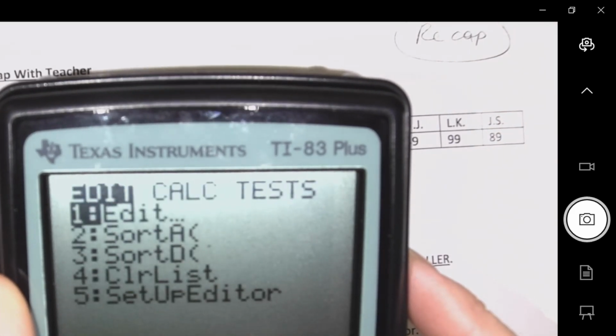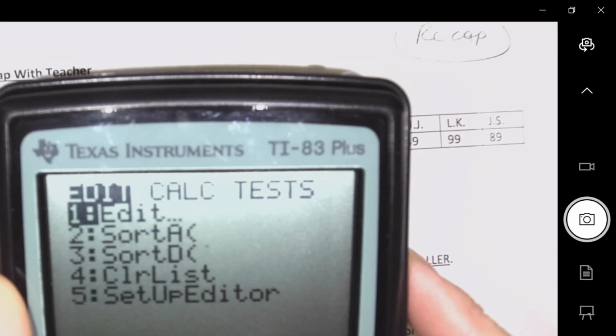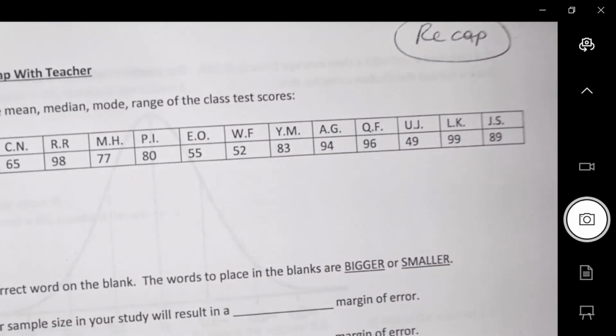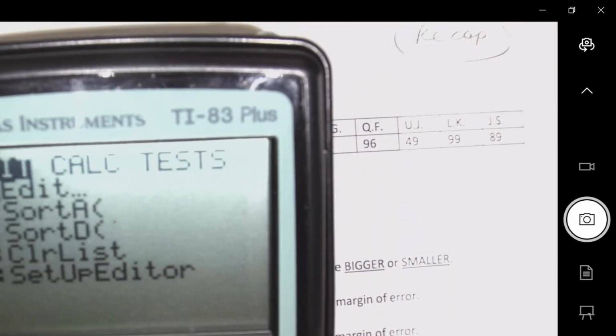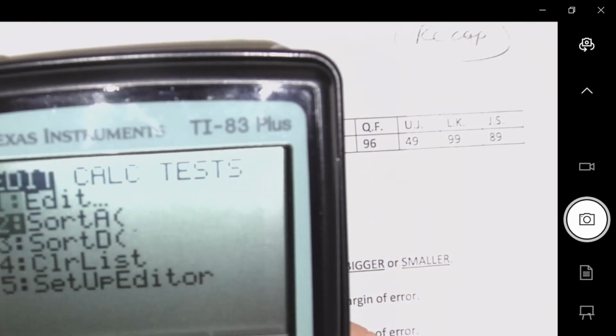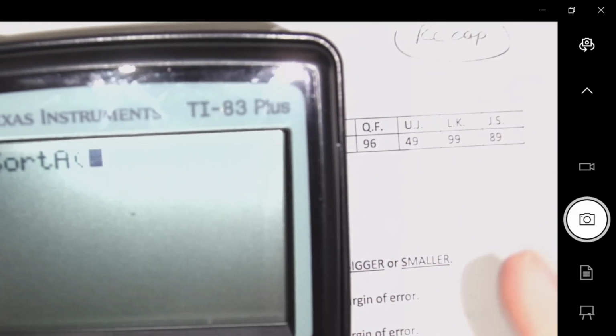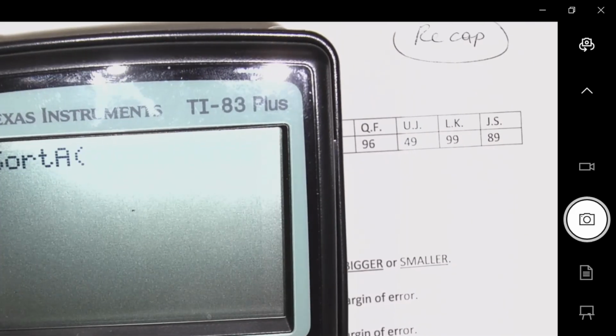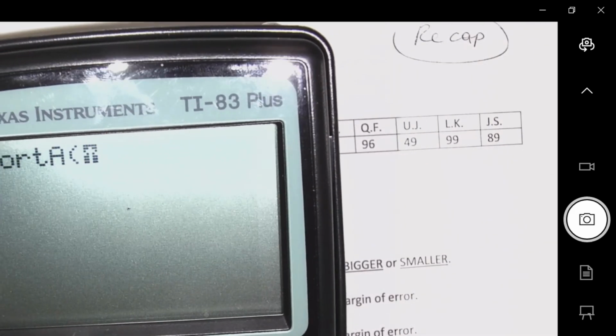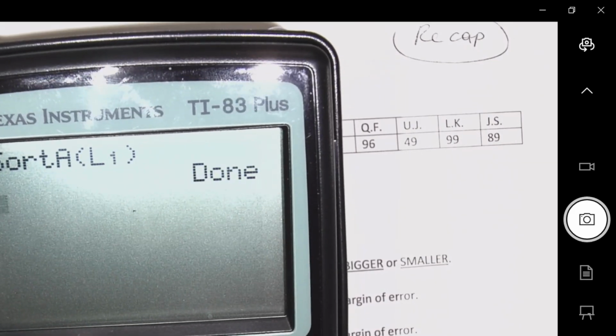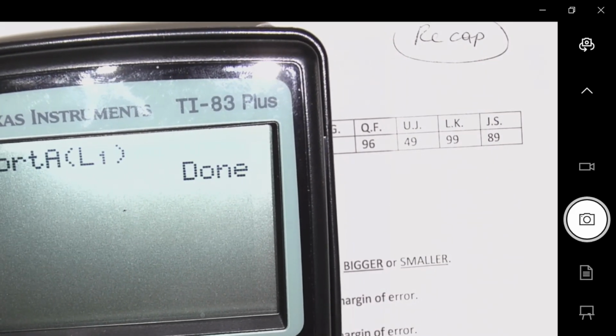I'm going to quit, and I want to get all this, so what buttons? Edit, sort. Okay, edit, let's sort. What am I going to be sorting in ascending order? L1, and then enter, and it did it for me.